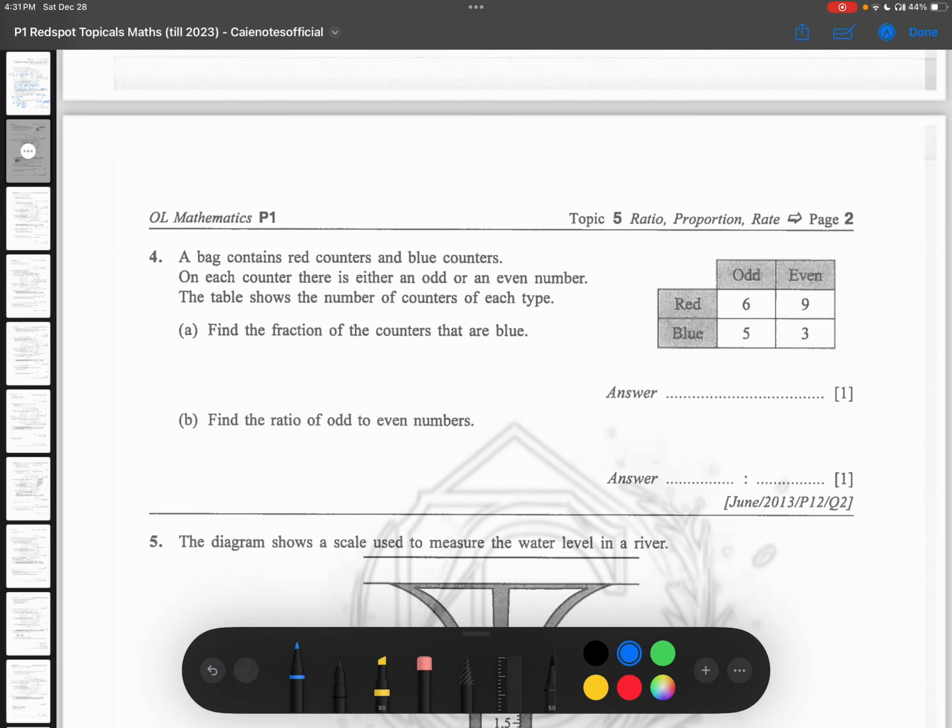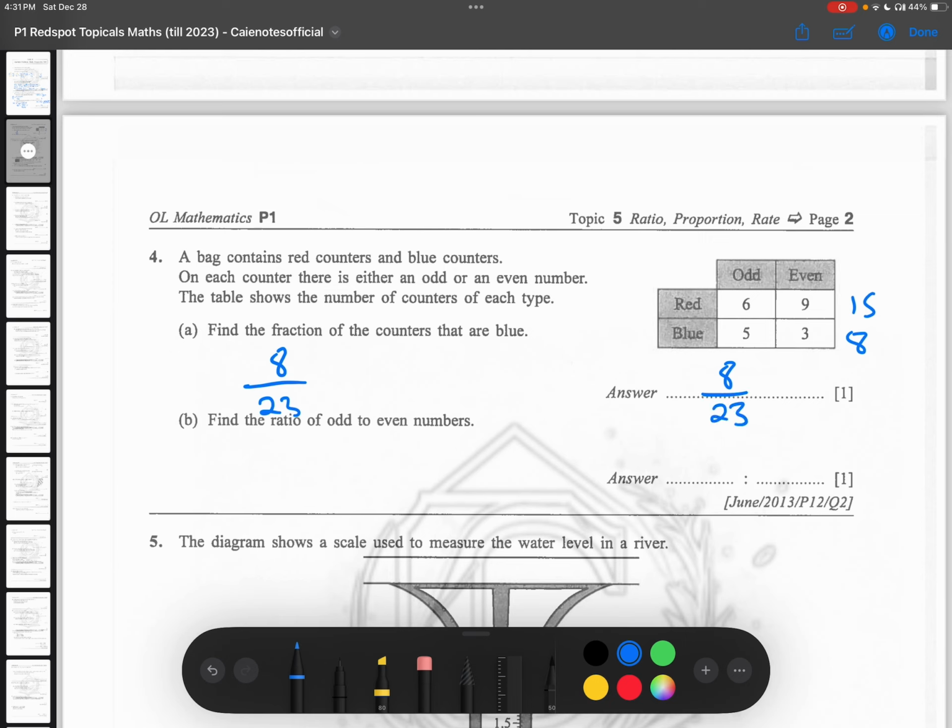We have to find the fraction of the counters that are blue. So there are a total of 8 counters that are blue. We divide 8 by the total number of counters. The total number of counters we have are: total counters of red are 15 and 8 for blue. 15 plus 8 is 23. So this is the fraction for the counters that are blue.